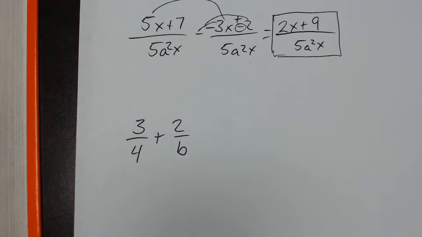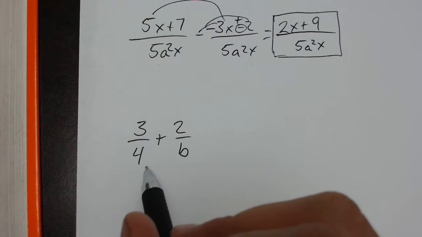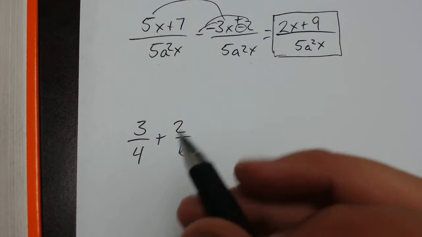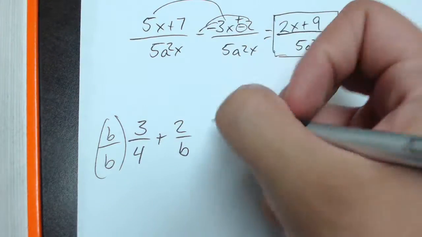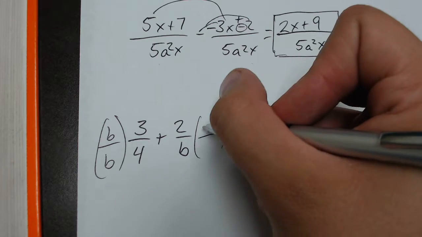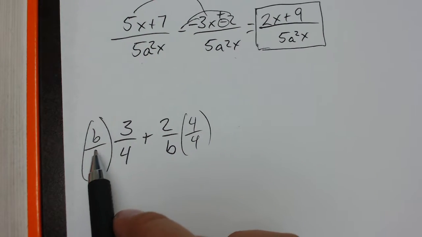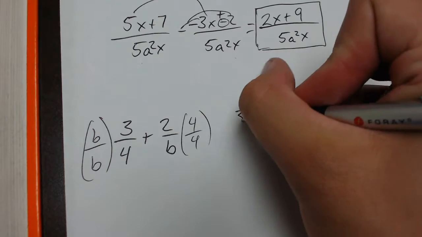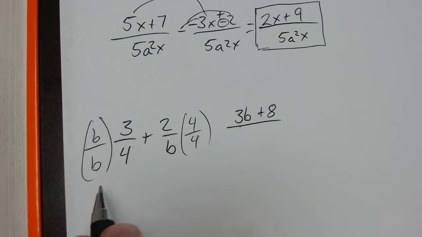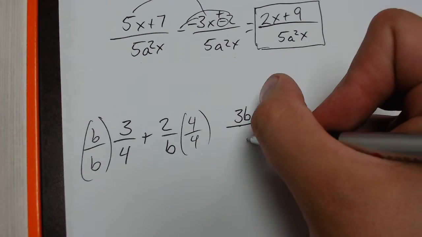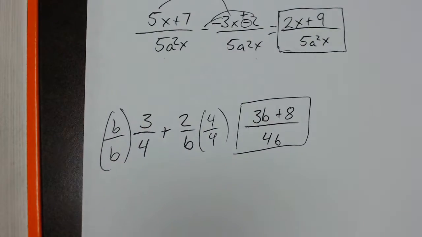It's really simple. Whatever this denominator does not have, you multiply it by, and whatever this denominator does not have, we multiply it by. So this denominator will multiply by b over b for a value of 1, and this one will multiply by 4 over 4 for a value of 1. Now when I rewrite this after I multiply, I end up getting 3b plus 8 over the common denominator, which is going to be 4b. And that's my final answer.